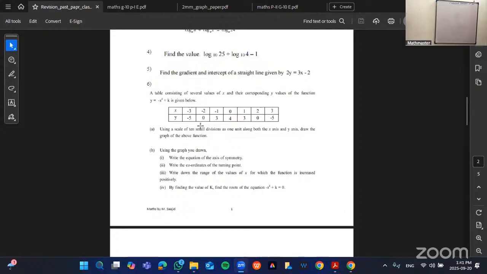Find the value of log 10 25 plus log 10 4 minus 1. Log 10 25 plus log 10 4 minus 1.